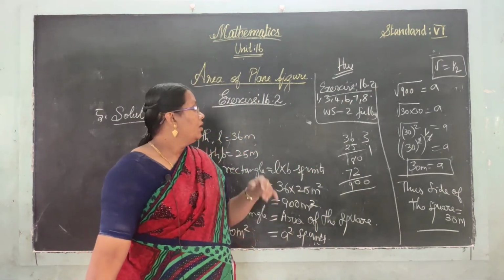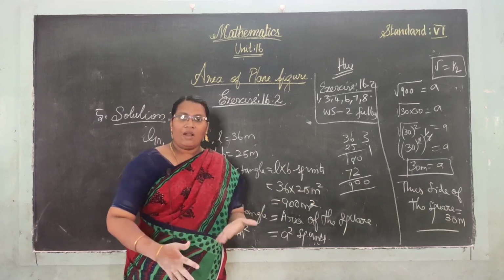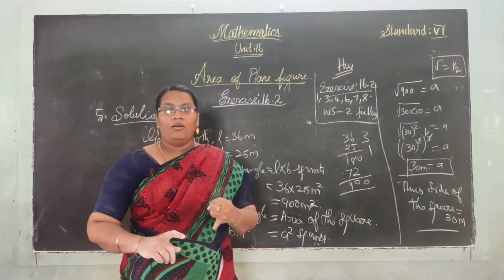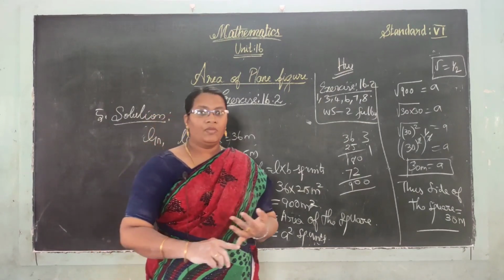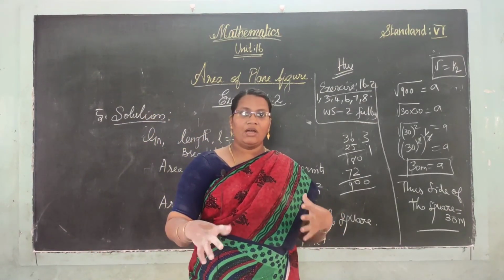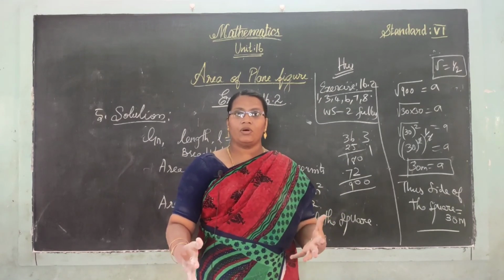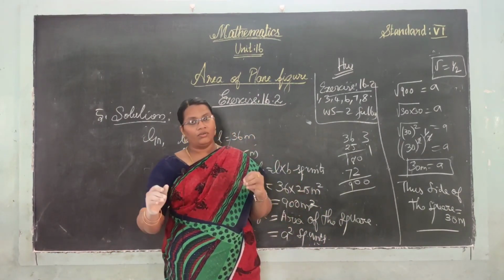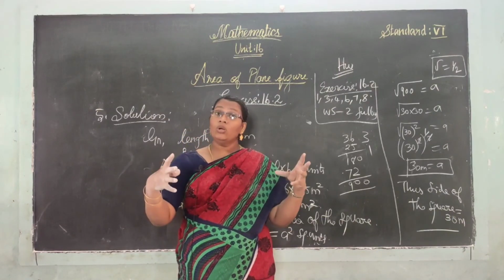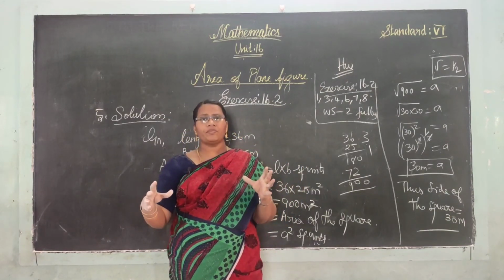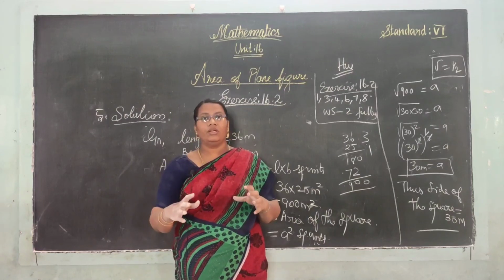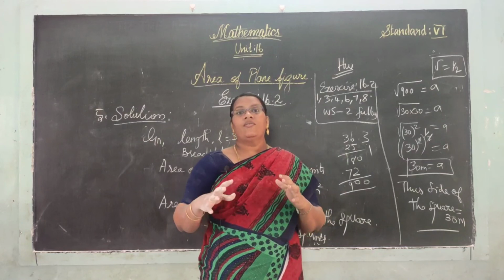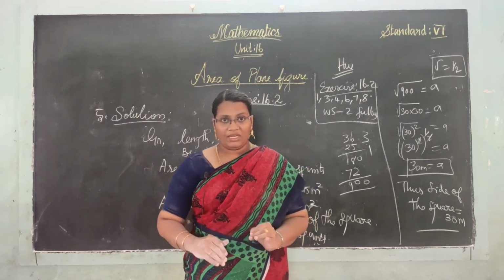Okay? In this chapter we have learned about the perimeter and area. What is the definition of perimeter? Any shape, we have considered any kind of shape. Okay, it's a closed figure. The total length of the boundary of the given figure is called the perimeter.